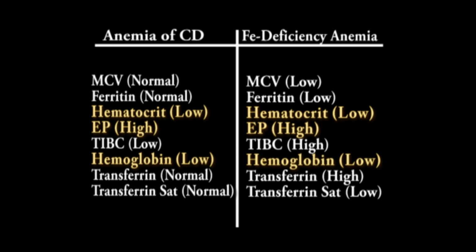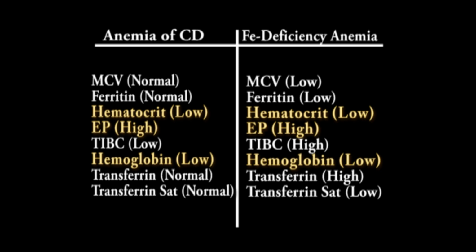So we see erythrocyte protoporphyrin declining, hemoglobin declining, and hematocrit declining. And so it's very difficult from the outset to distinguish if the cause is iron deficiency anemia or anemia of chronic disease, because they have both the same manifestations.